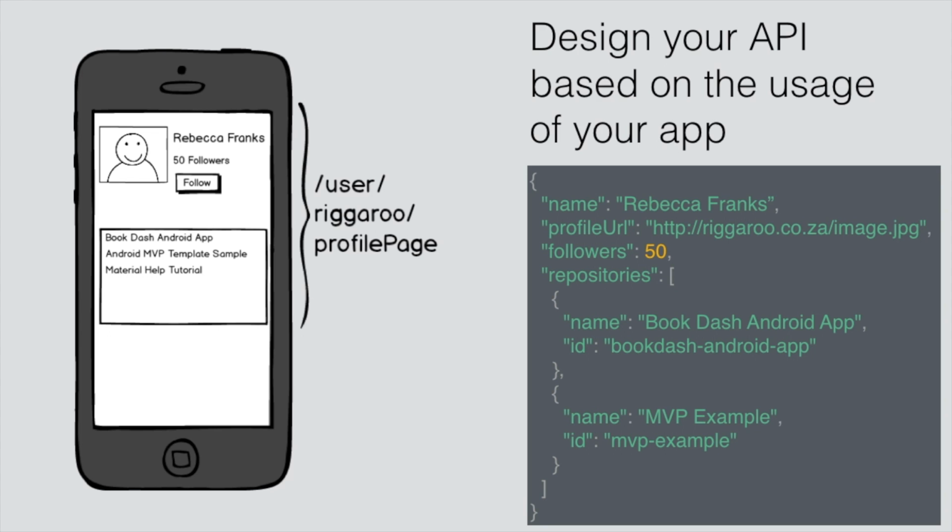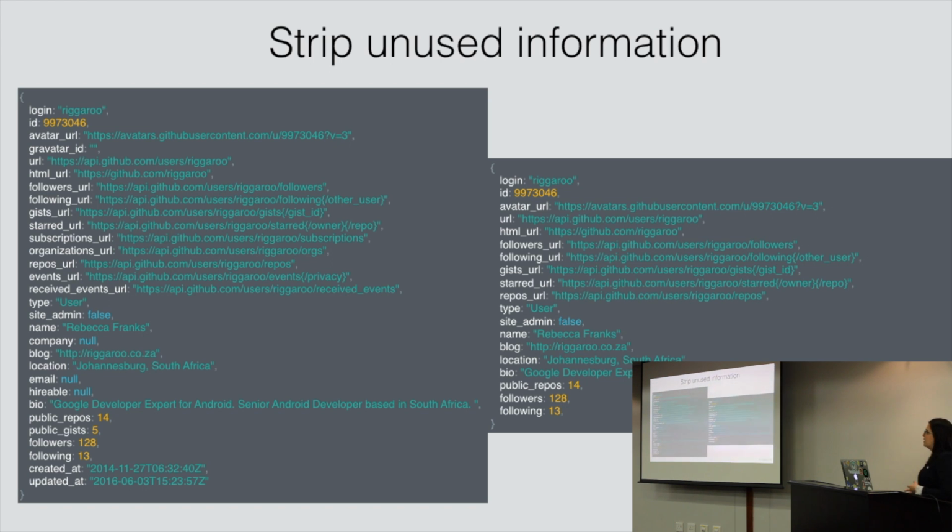So another tip that I can give is that you should be designing your API based on the usage of your app. Like in that previous slide, we would then have just 1 network call that's aggregating all this data together. And then the next piece of advice I have is to strip out unused information.